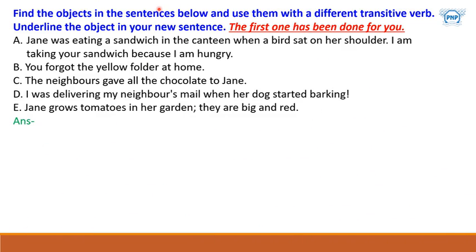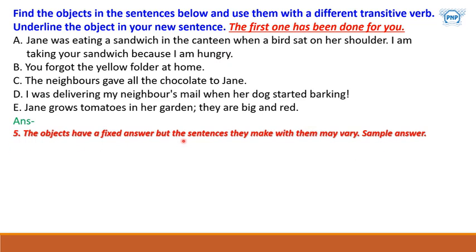Here what we are supposed to do, this is question number 5. Find the objects in the sentences below and use them with a different transitive verb. Underline the object in your new sentence. The first one has been done for you. Jane was eating a sandwich in the canteen when a bird sat on her shoulder. I'm taking your sandwich because I'm hungry. Okay, let's check these remaining sentences.